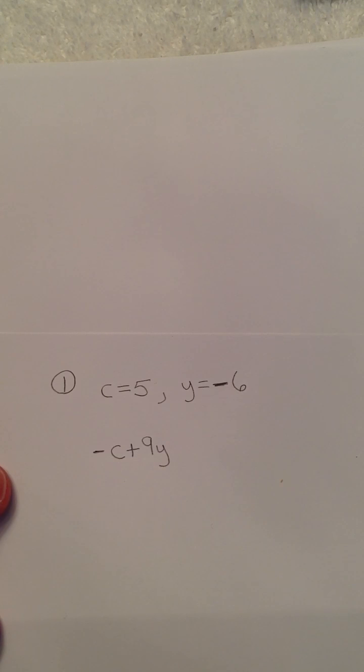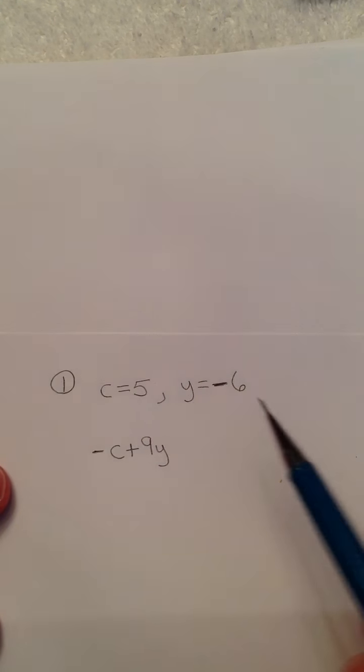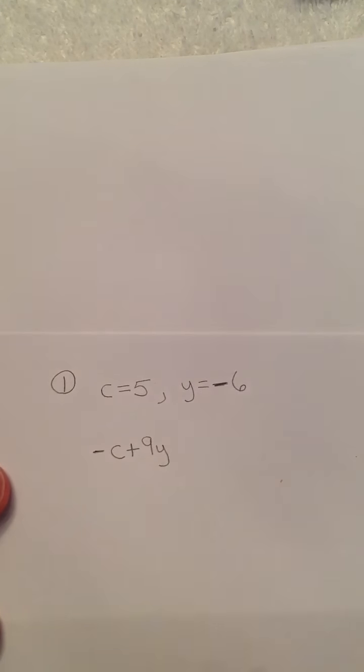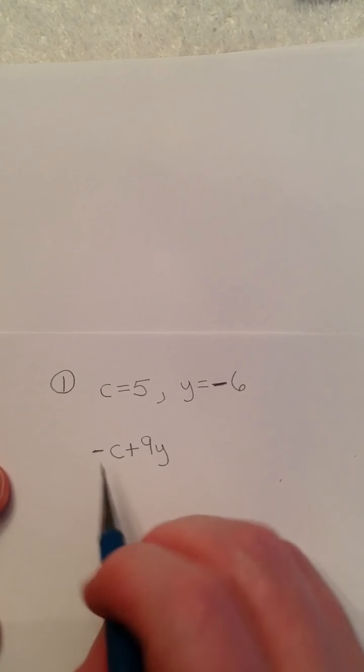Okay, so in the case of number 1, we have that c is equal to 5 and y is equal to negative 6, and we are looking at substitution so as to determine the value of the algebraic expression negative c plus 9y.